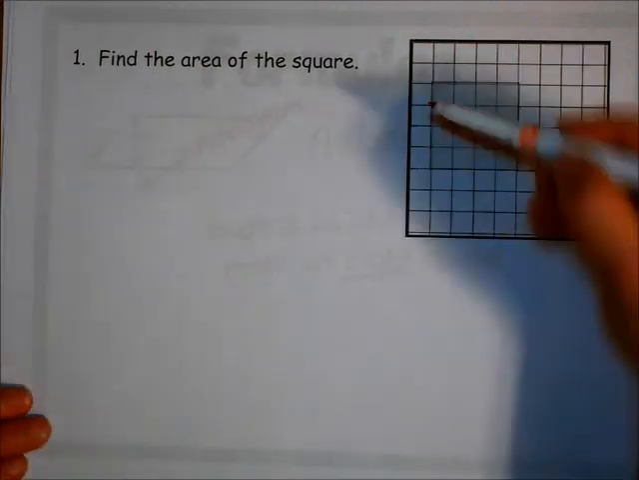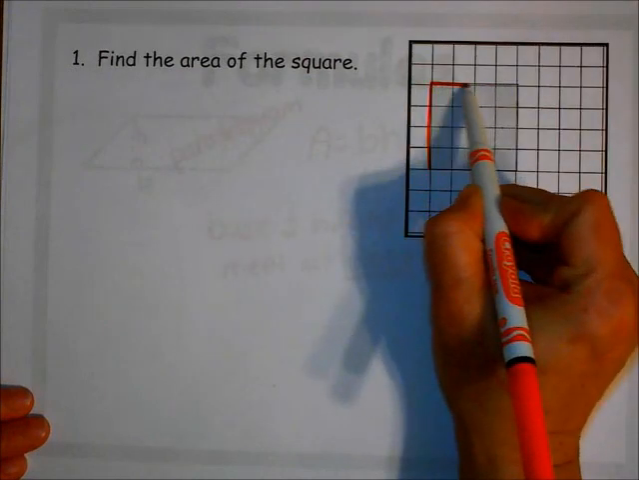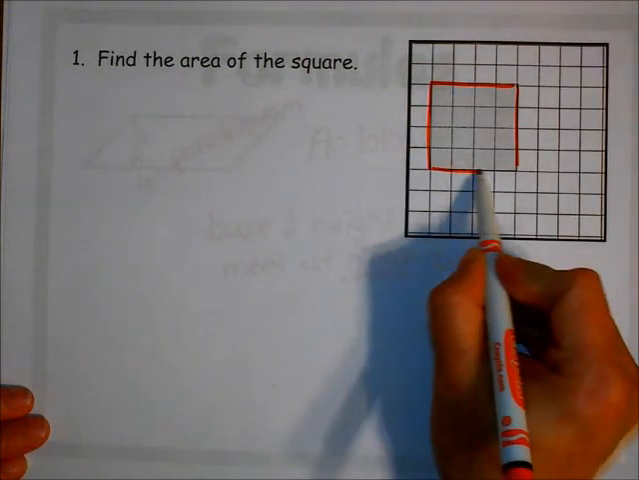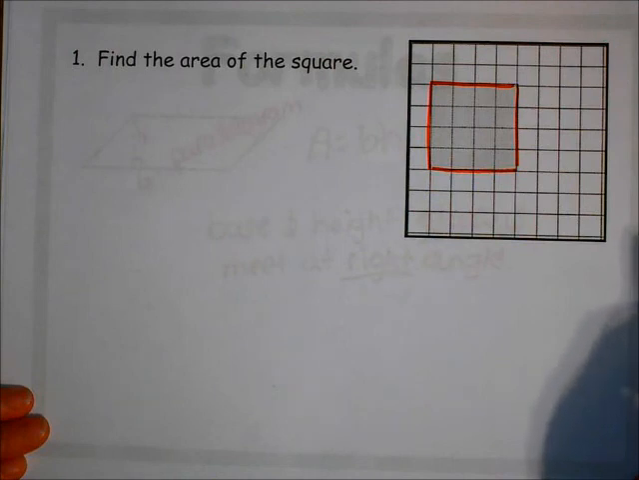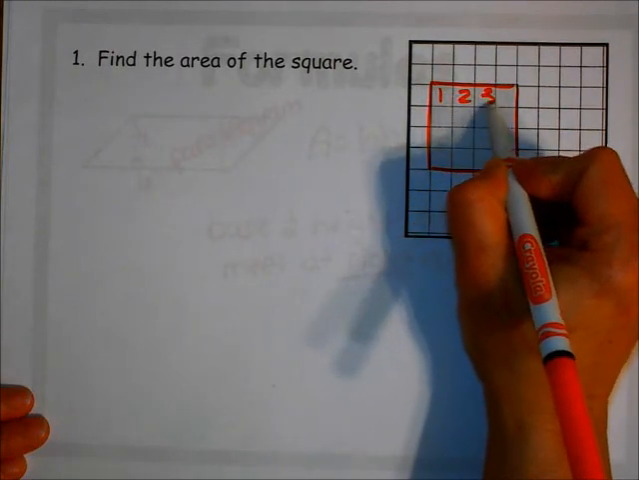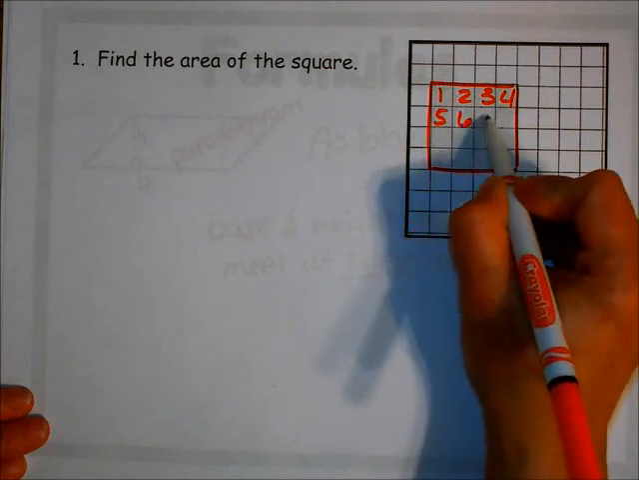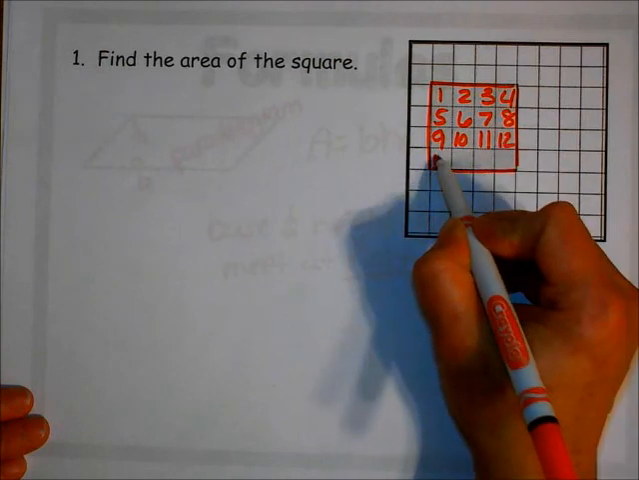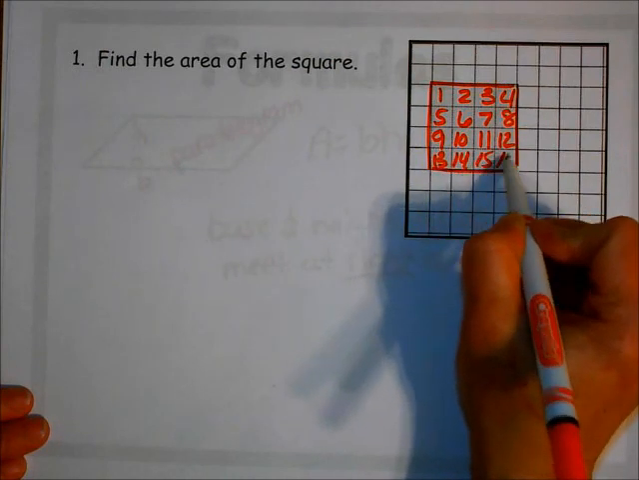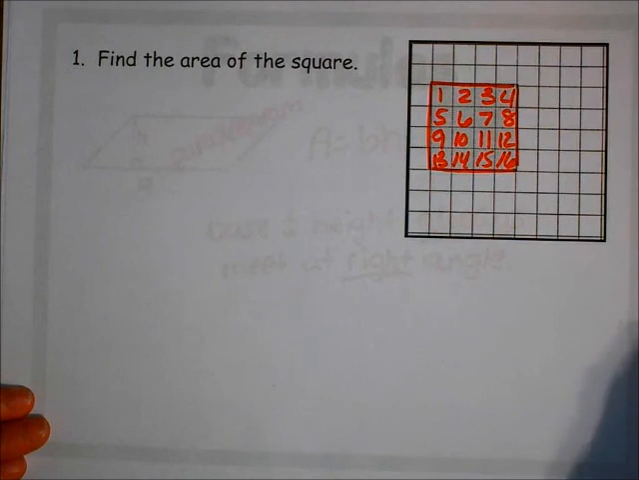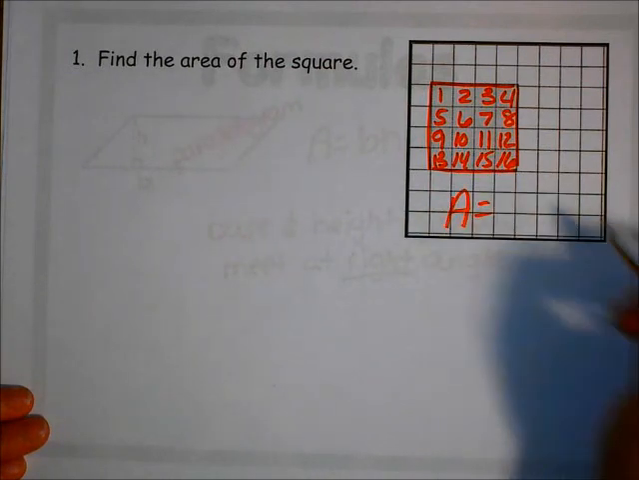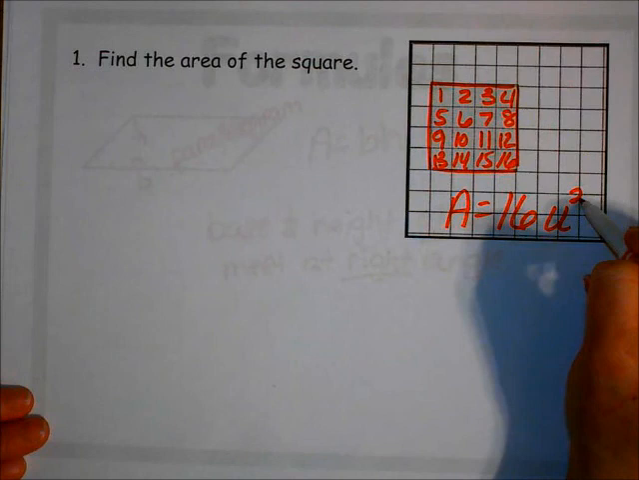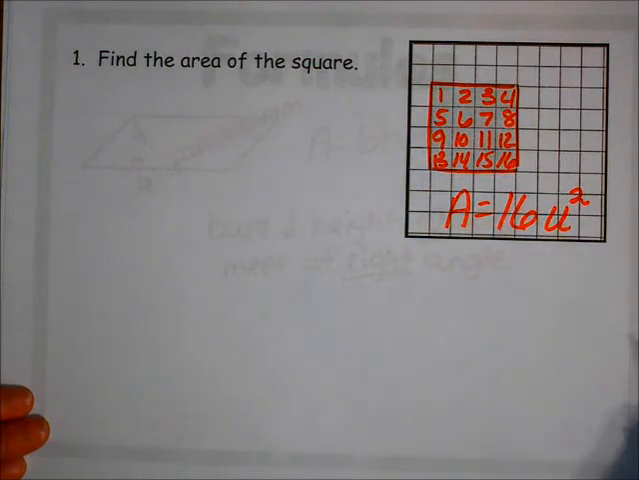Number 1 says find the area of the square. Remember, area is how many square units are inside my figure. So one way that I could find the area of this square is to count how many squares are inside. 1, 2, 3, 4, 5, 6, 7, 8, 9, 10, 11, 12, 13, 14, 15, 16. So I know that by counting, the area of my square is 16 units squared, or 16 square units.